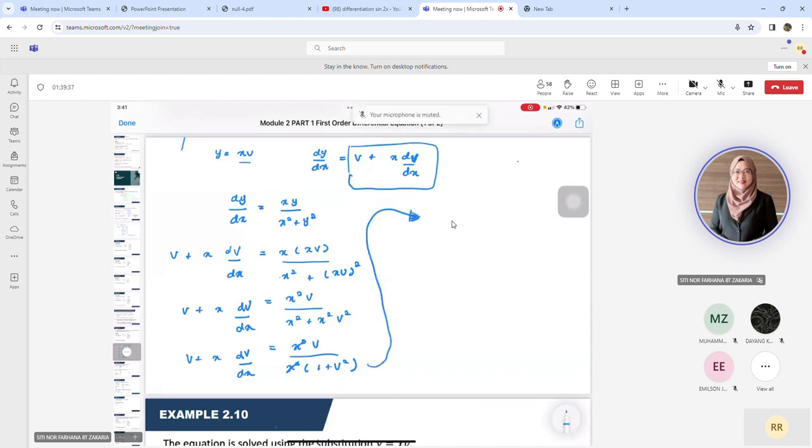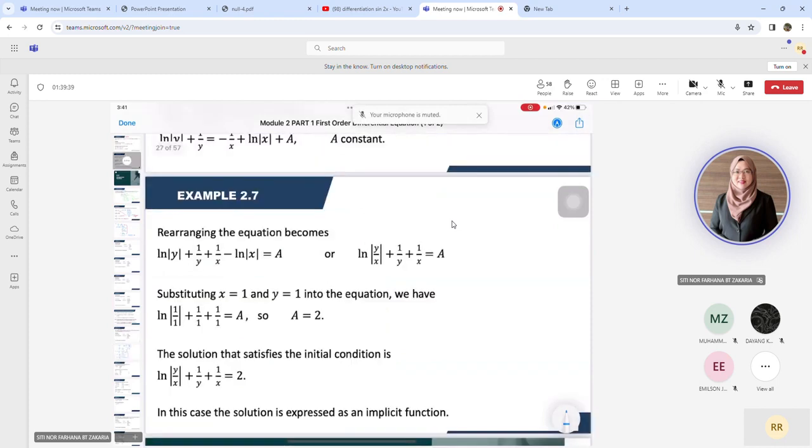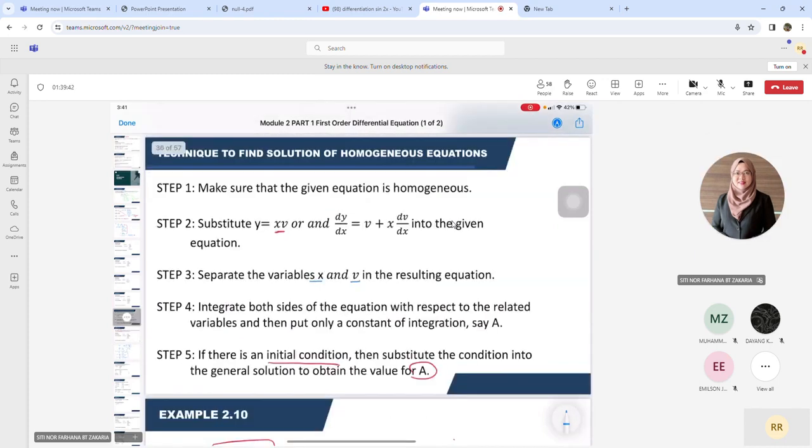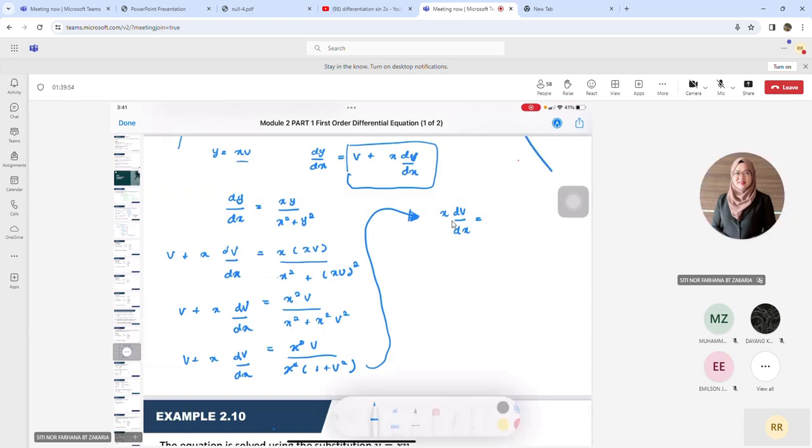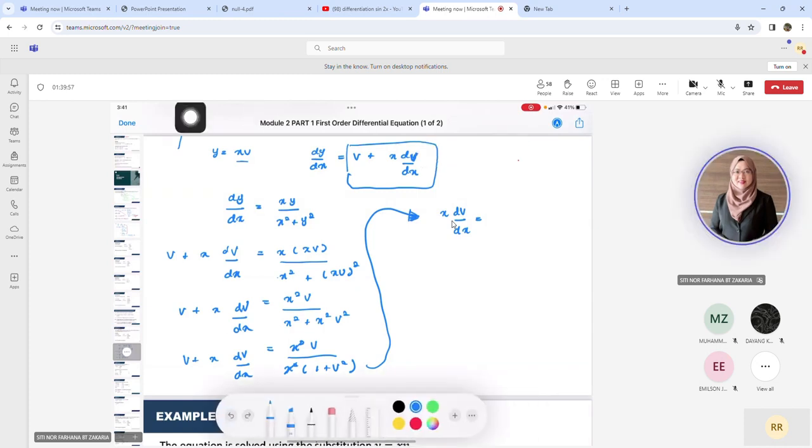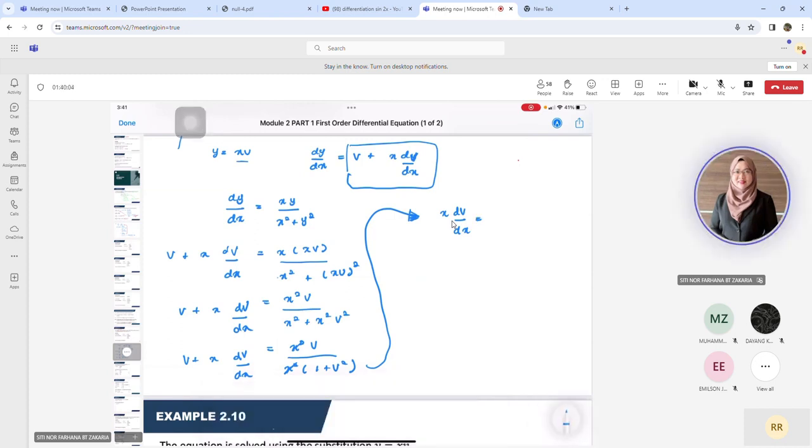Because in step 3, kita kena separate kan? Step 3 or step 2? Step 3, yeah. So this one, x, rearrange dia. x dv dx is equals to v over 1 plus v2. V here bawa ke kanan is become negative v.